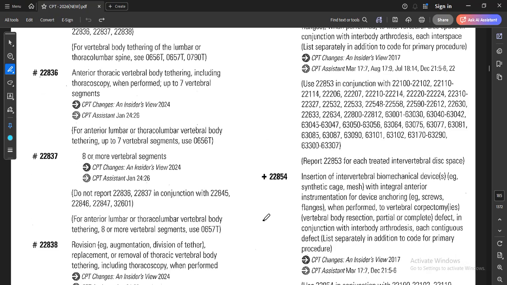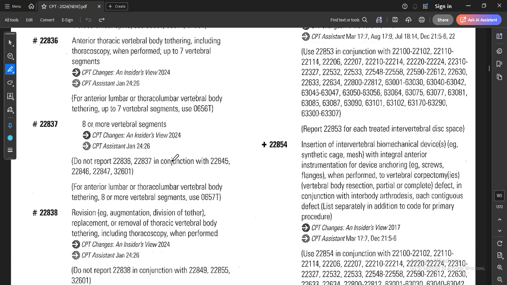Okay. Next 22836, anterior thoracic vertebral body tethering, including thoracoscopy when performed, up to 7 vertebral segments and 8 or more vertebral segments. Basically, here also the patient wants the correction of a deformity. So the surgeon will insert the tethering device, which is like a wire. He will place the wire in the spine and correct the deformity. If you observe this code, this type of tethering is performed for thoracic vertebrae only.